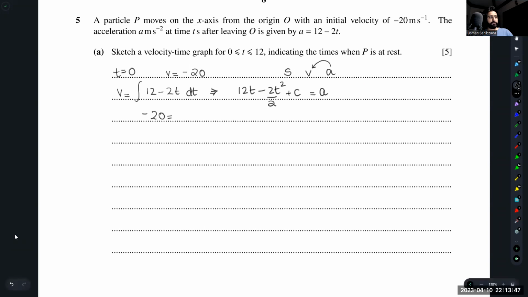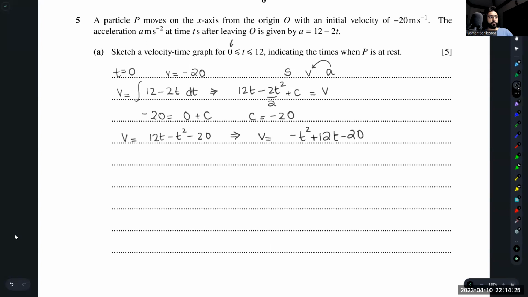So at 0 time you put the velocity as -20. This is velocity, sorry. So the value of c therefore comes to -20, and the velocity equation is now a quadratic, which you can write more neatly as -t square plus 12t minus 20.